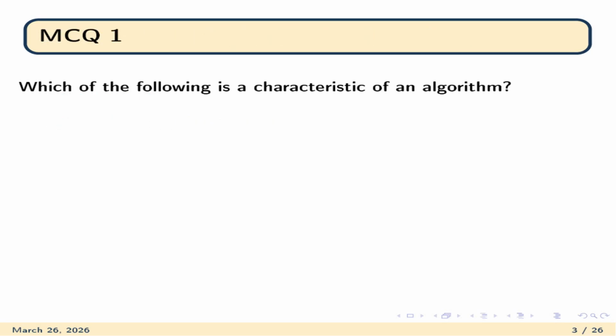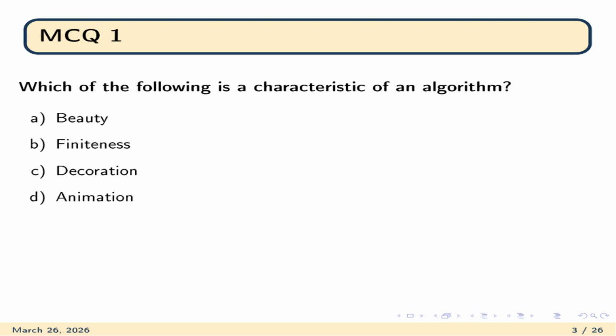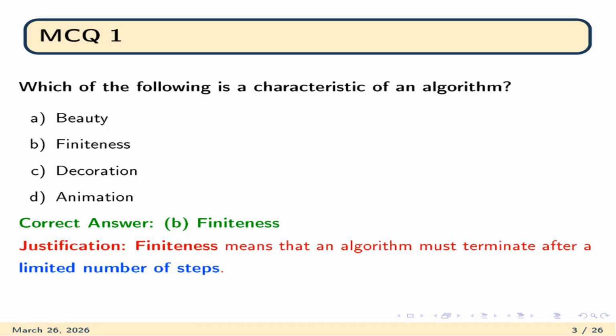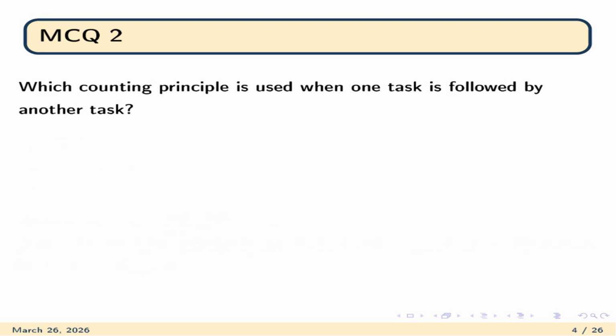Multiple choice question number 1. Which of the following is the characteristic of an algorithm? A, beauty, finiteness, decoration, or animation. The correct option is finiteness, because your algorithm must be performed with a finite number of steps. It must terminate. Justification: finiteness means that an algorithm must terminate after a limited number of steps.